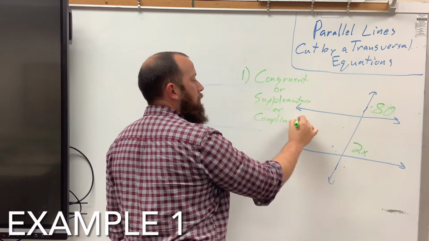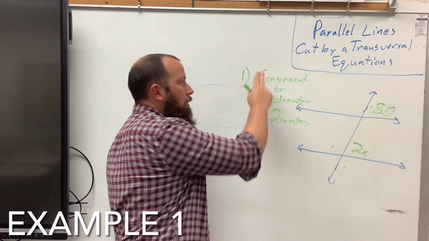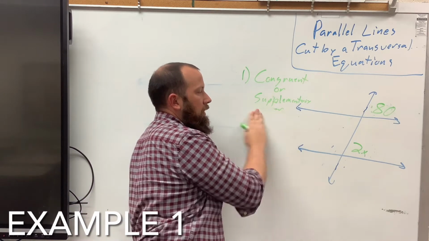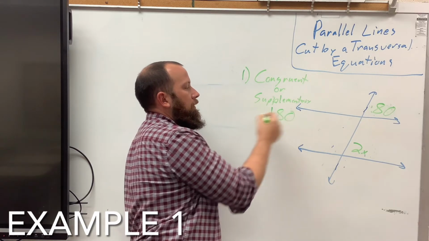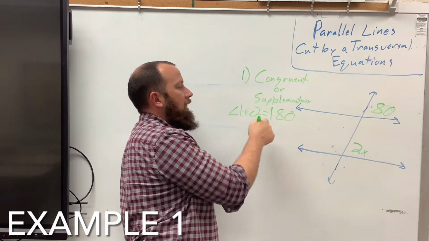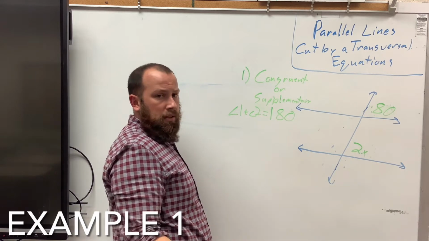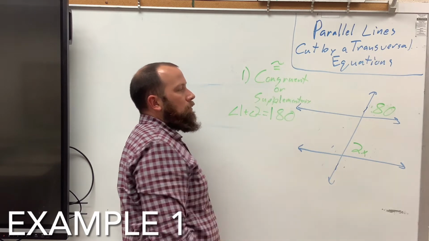We're not so much going to deal with complementary angles, so I'm going to take that out, but these are three things you need to ask. Supplementary means that when you add them together, they equal 180 degrees. So they're basically a straight line. Congruent means that they're equal.